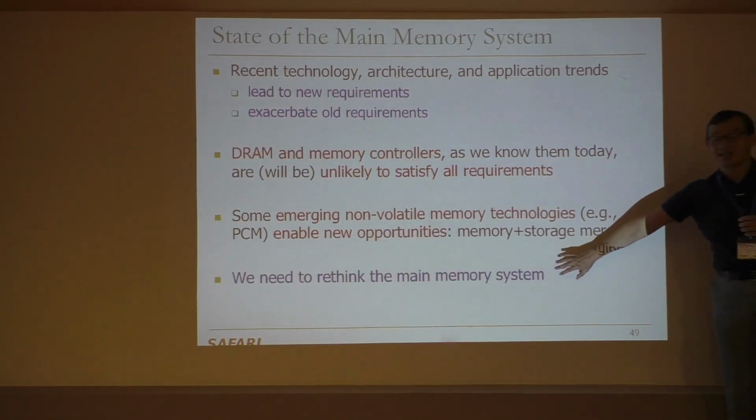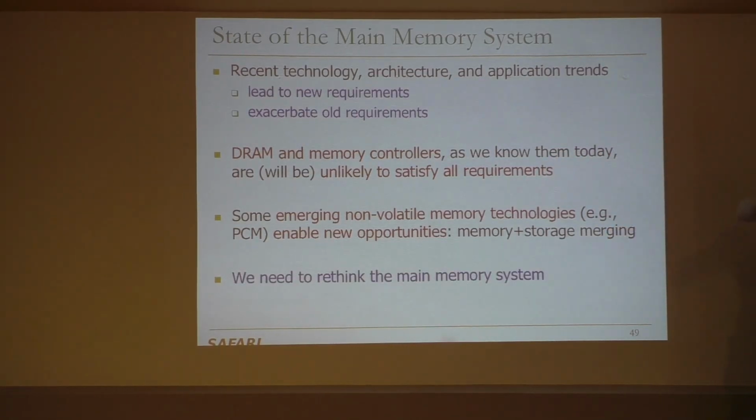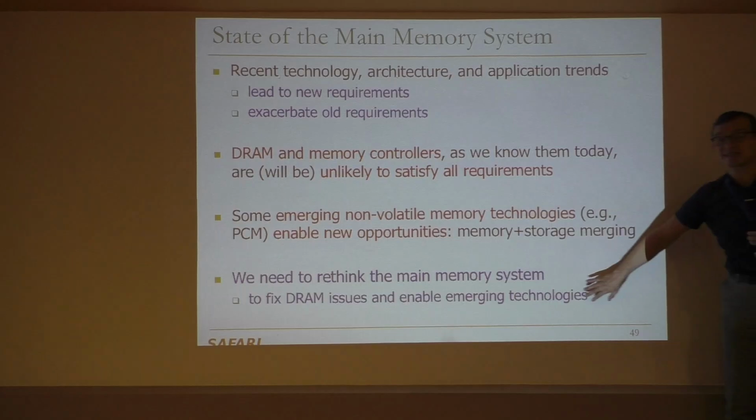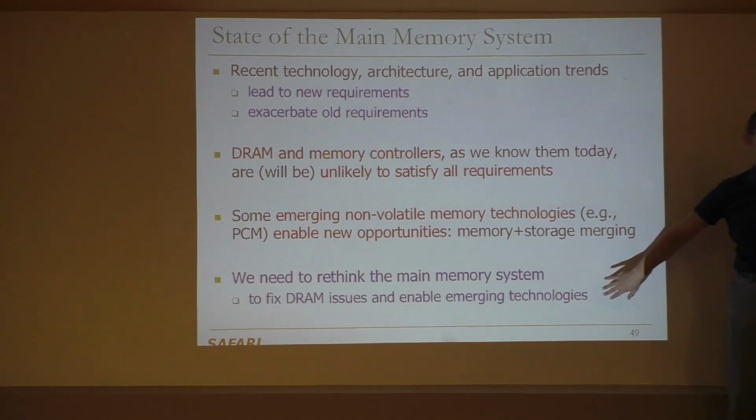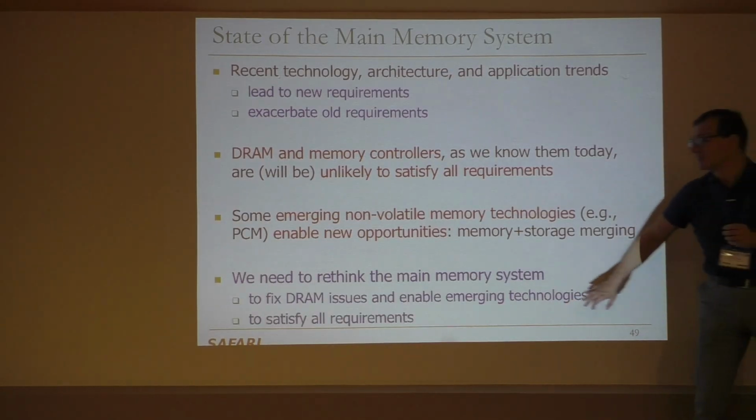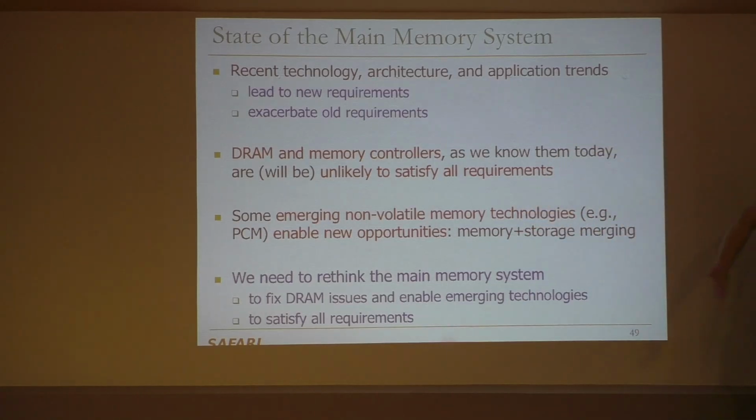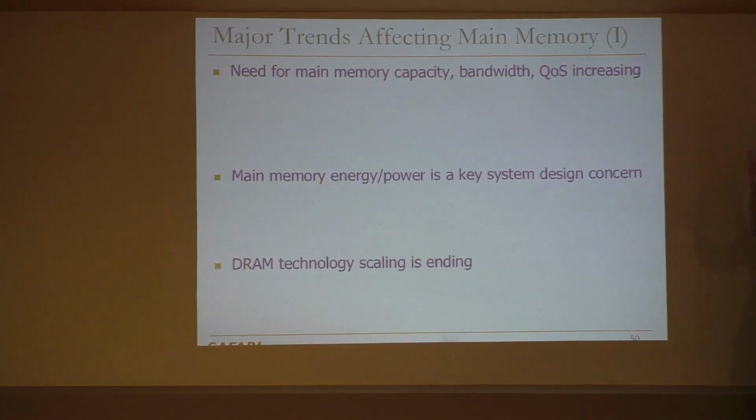So given these trends, I believe we need to rethink the entire main memory system and the systems we're designing around it, because we're really designing systems around the main memory system today. As a result, we have 90% of the system dedicated to memory, right? To fix the issues we're having with DRAM and to enable some of these emerging technologies while satisfying all of the requirements. So this is in one slide a summary. Now let's go into a little bit more detail.